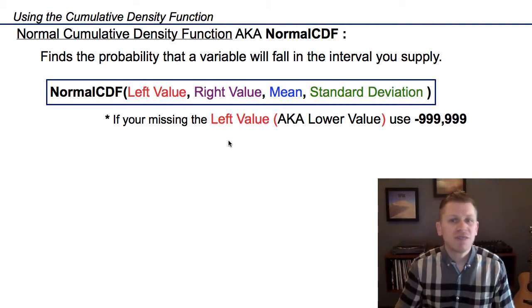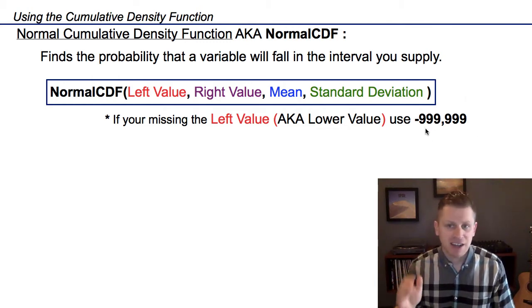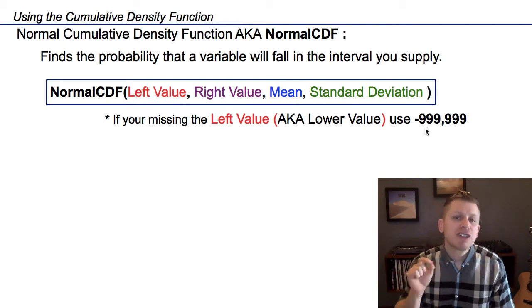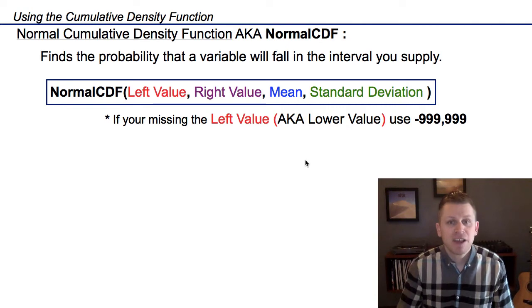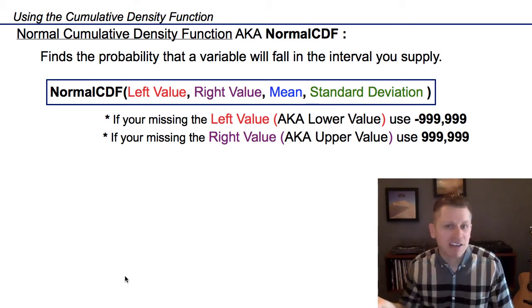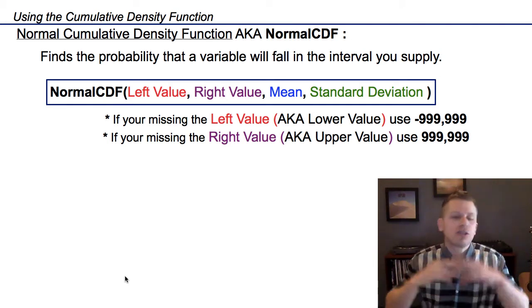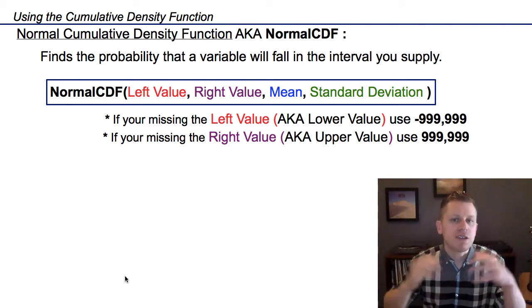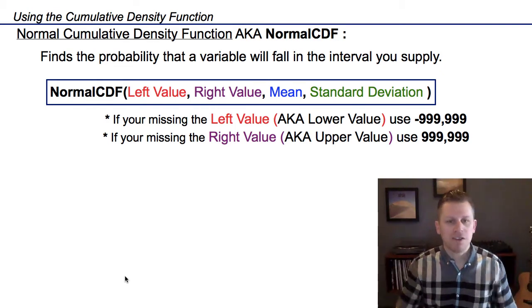So if we don't know the lower value, we're just going to input negative 999,999, just because it's an incredibly small number that will encompass all of the numbers that would be lower than really anything. Similarly, we could be missing the upper value or the right value. In that scenario, we're going to input the right value as close to 1,000,000 or 999,999. Again, the reason is if I don't know that upper value, we're just going to use an incredibly large upper value that will encompass everything that would come up all of the time.